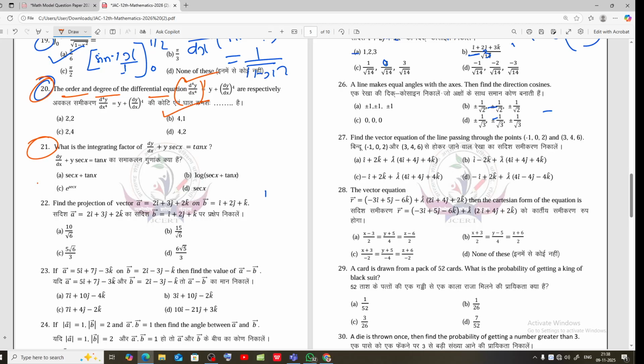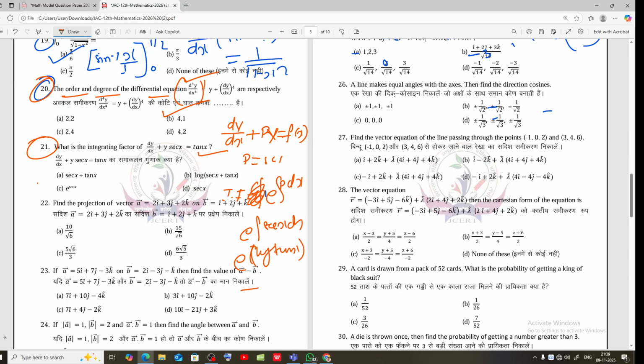21. Integrating factor of the differential equation. The form is dy by dx plus P y equals f of x, and here the P value is sec x. That means the integrating factor is e to the power integral of P dx, so e to the power integral of sec x dx. Integration of sec square x is log tan x.